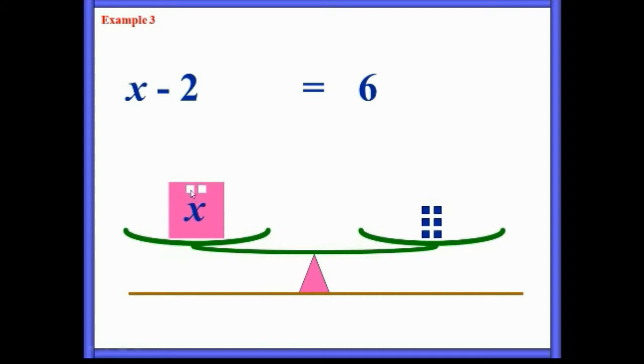So this minus 2 is giving me trouble. I need to get rid of minus 2. And how am I going to get rid of minus 2? The opposite of minus 2 is plus 2. So we have to do plus 2 on both sides. Minus 2 plus 2 equals 0, and 6 plus 2 equals 8. So x equals 8. So done.